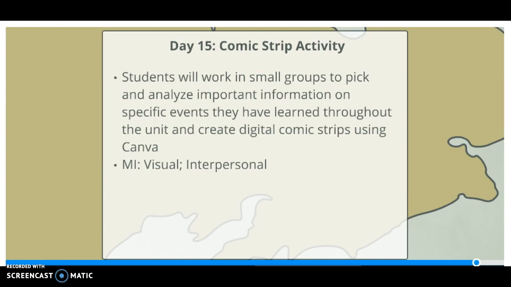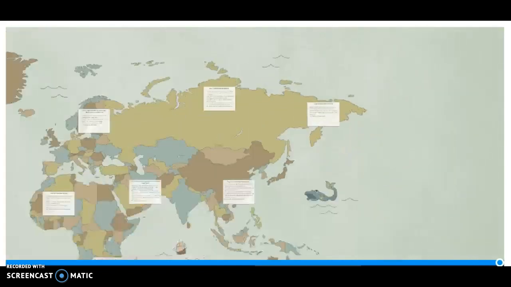Students can work in small groups, they can work together, and depict their event. Why did you depict the event the way you did? And then they talk to each other, they analyze each other's comic strips, and it's a way for them to continue talking about the material.